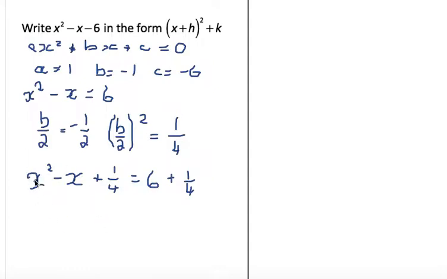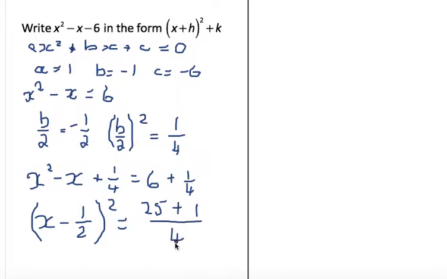Okay, this side will always factorize perfectly into one bracket, which is x, and then I just take b over 2, and this is why I wanted to write down this line. I wanted to remember what b over 2 was. It's -1/2, and I square it, and on this side I'm just going to write down 25 over 4 and a quarter.